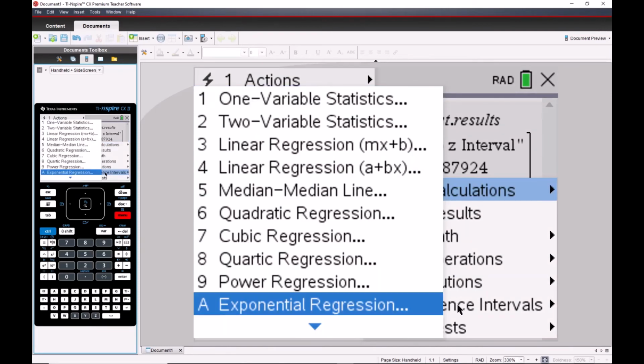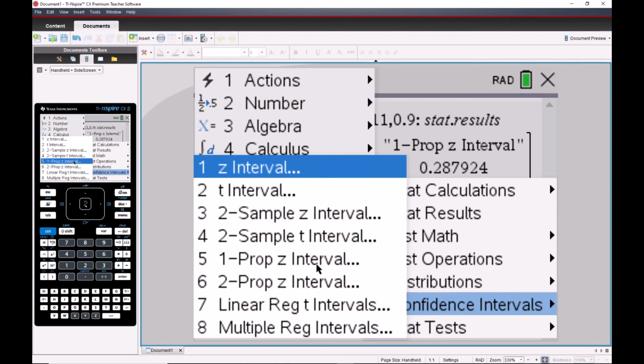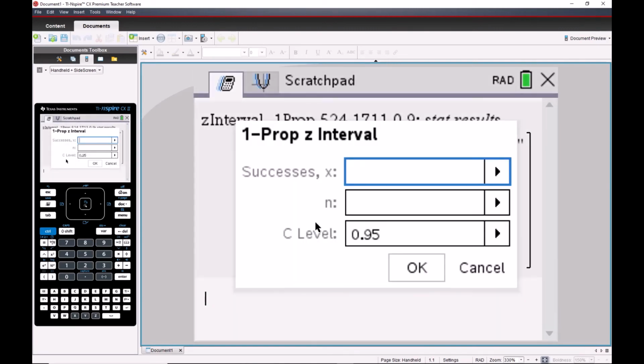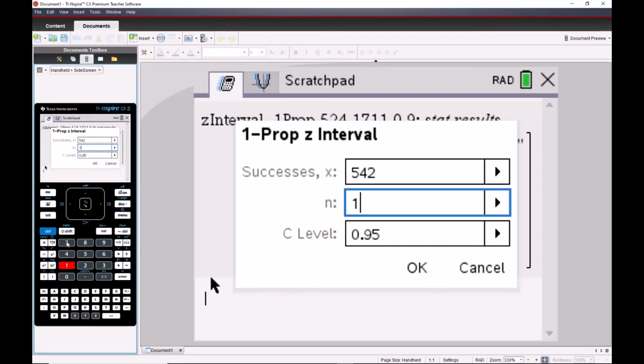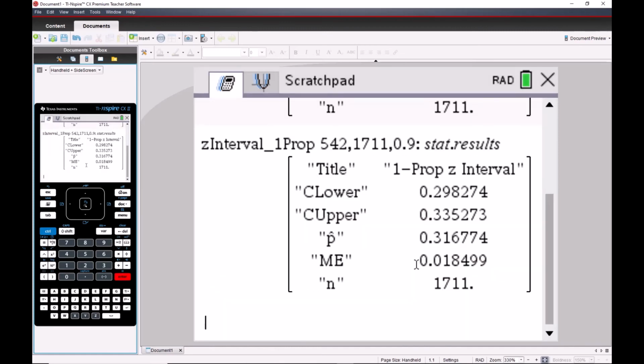All right, so confidence intervals. All right, so 542, that'll be a little bit better, and 1,711, and 0.90, and okay. All right, that's better. These are exactly the same as what I got just by doing it by hand.